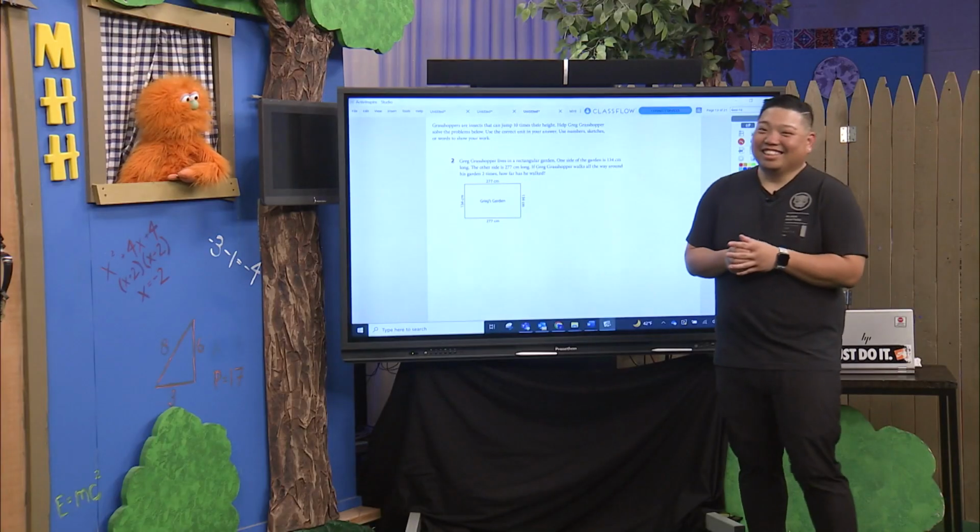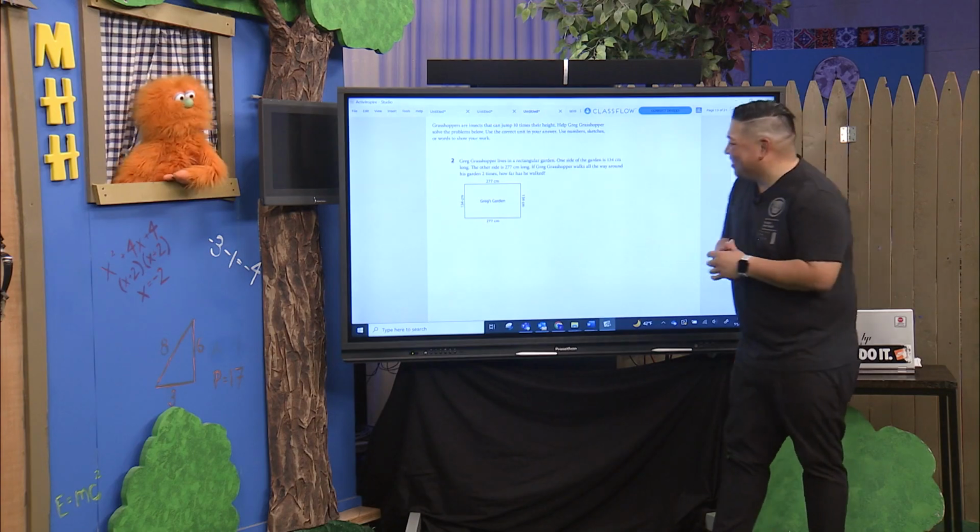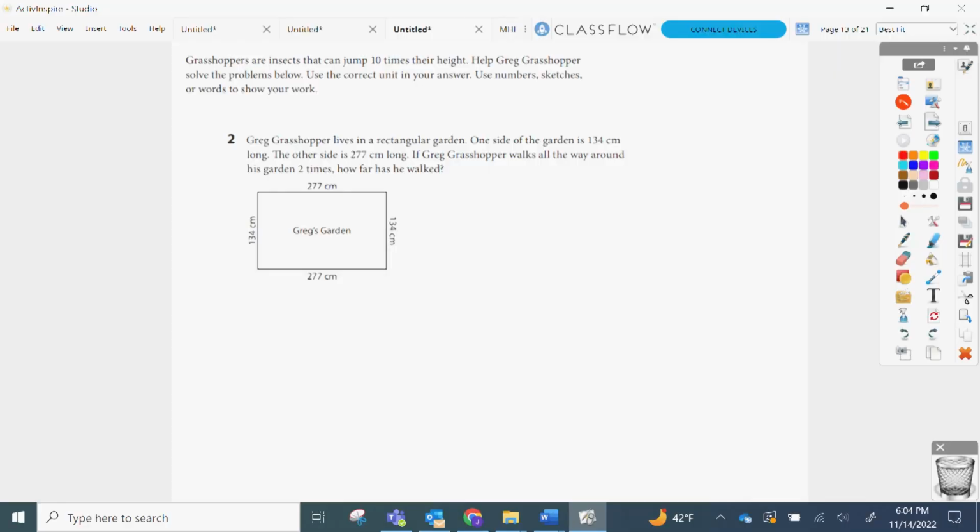It's fun. All right, let's go on to the next problem. All right, here we go. So Greg Grasshopper lives in a rectangular garden. Okay, interesting. Just has a home there.